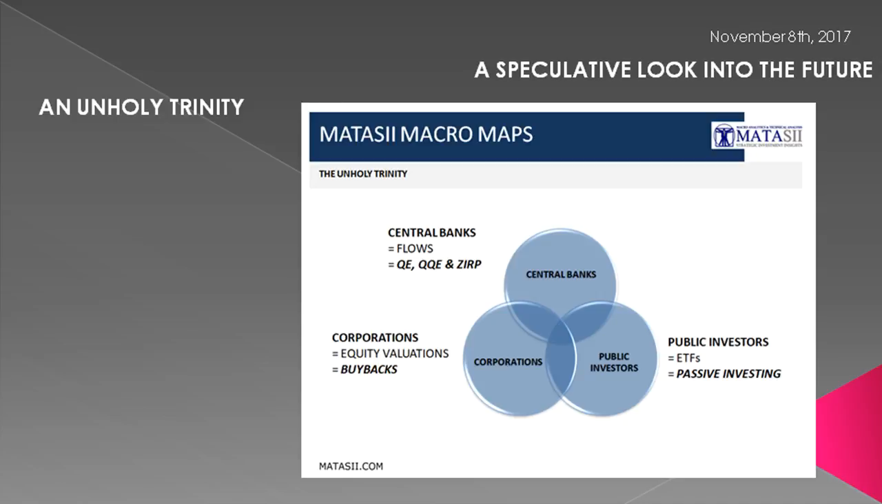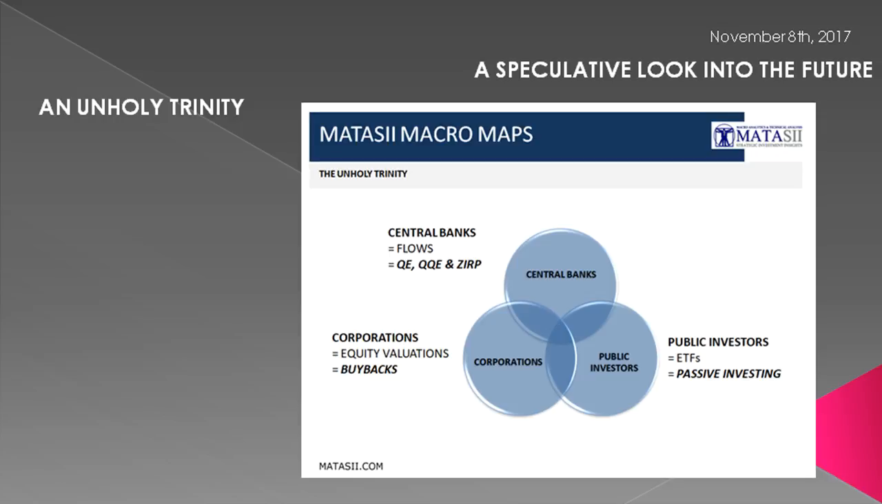The central banks have been heavily committed to quantitative easing and ZIRP after the 2008 financial crisis. This has produced credit and liquidity, which I will label flows. Corporations have been heavily committed to stock buybacks since the advent of quantitative easing and ZIRP.